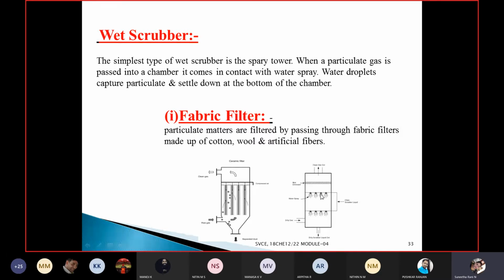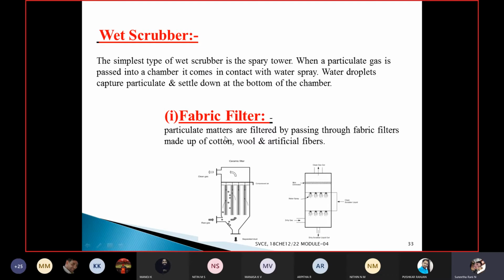Because of the water, the particulate matter gets wet, and once wet it settles, because the water droplets capture all the wet particulate matter and it settles down at the bottom of the chamber, where it can easily be removed. This is one way of removing particulate matter. This is the wet scrubber method.